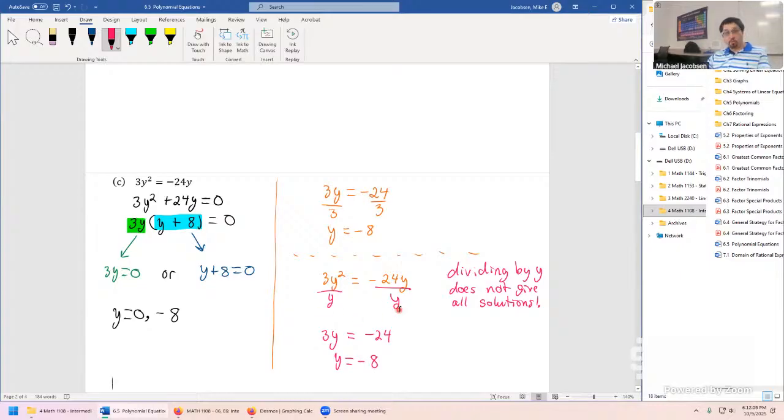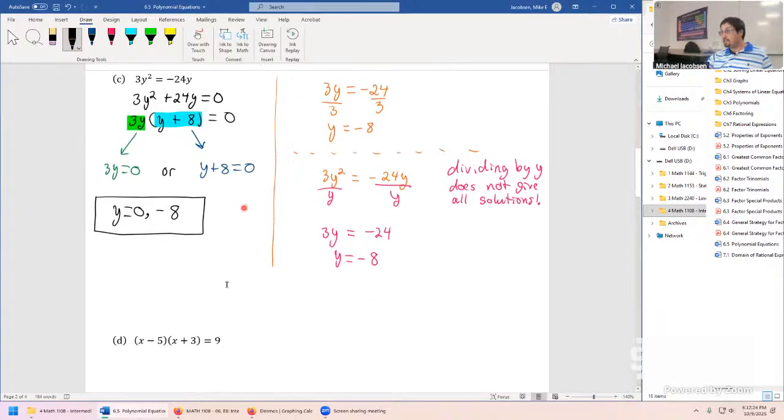So watch out for that in the homework as well. If we come up with one solution that's not good enough, the whole problem would be marked as incorrect, and we would have to try again. So the total solution set are both of those numbers, 0 and negative 8. We'll try it out again on the next problem, see how it goes.